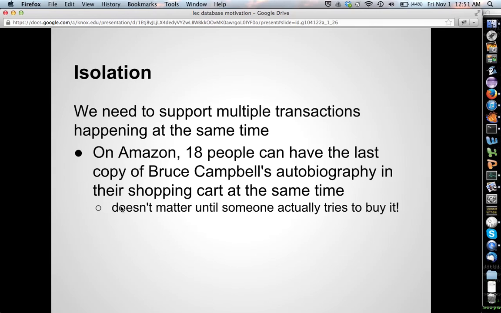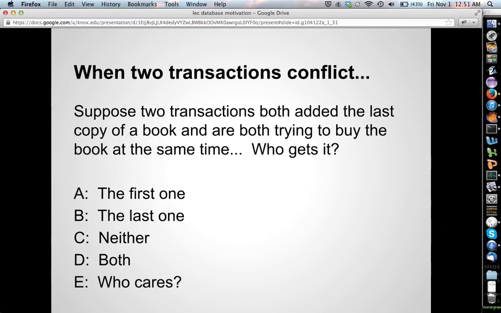So it may be that there's only one copy left. 18 people have it in their cart, but if nobody ever tries to buy it, then who cares that 18 people have it in their cart? It really matters once commits start getting made.